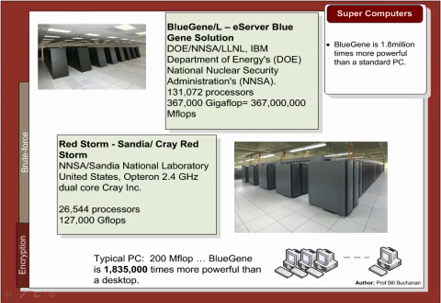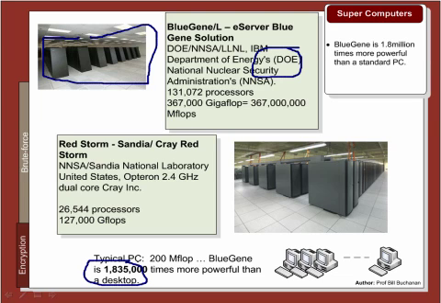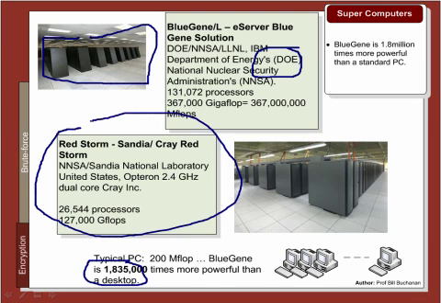Along with this, there are some exceptional computers in the world. One of the largest is the Blue Gene system, which is used by the Department of Energy, and it has 131,000 processors and is nearly 2 million times more powerful than a desktop computer. Red Storm also is a fairly powerful machine with 126,500 processors.